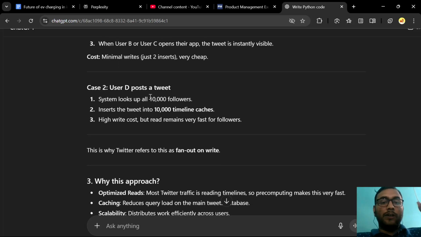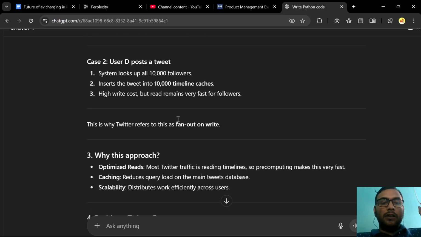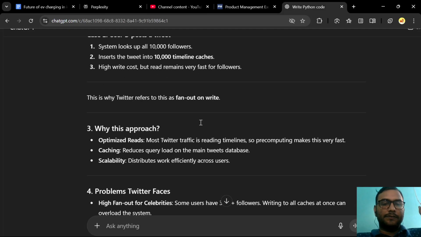Now case 2, when user D has 10,000 followers. Now inserting the tweet into 10,000 timeline caches is a very high write cost, but read remains very fast for followers. This is why Twitter refers to this as fan out on write.